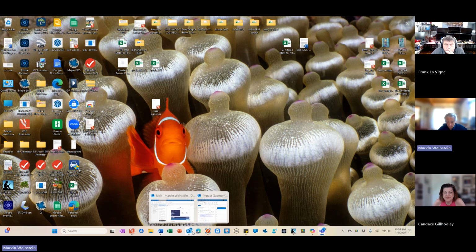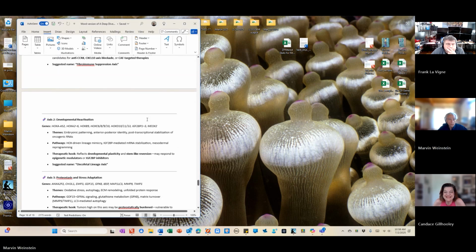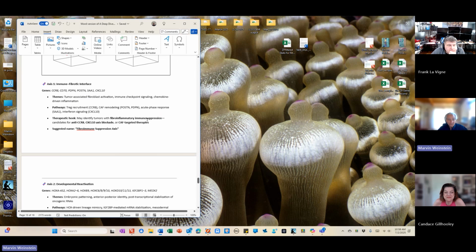What am I looking at here? Shouldn't be showing you this, but my collaborators say I can show it to you. So here are the axes. So what do you know from these axes? Well, the genes in this axis have, as they say, tumor-associated fibroblast activation. They're immune checkpoint genes signaling chemokine-driven inflammation. The pathways that are being recruited for this or that.